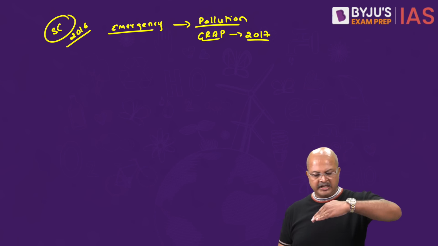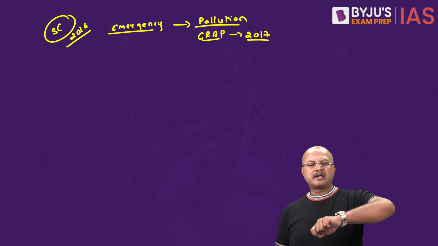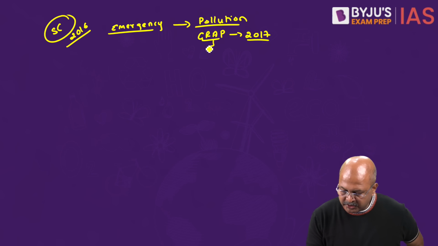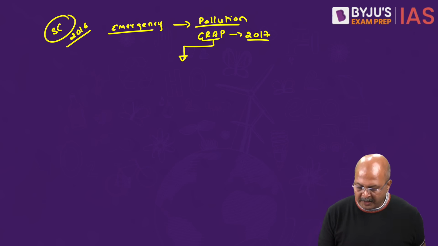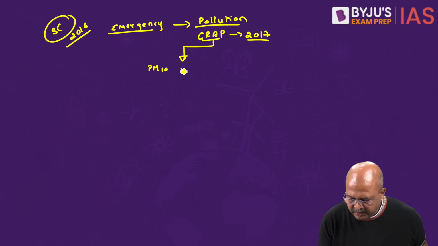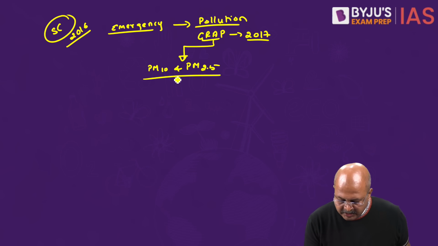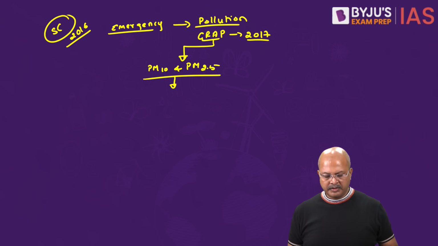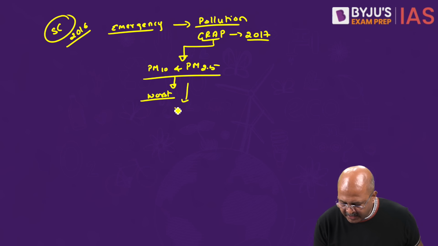I'm not talking in detail about that. I'm just saying this graded response action plan is in response to the Supreme Court's suggestion. Initially, when it was introduced in 2017, it took only the criteria of particulate matter 10 and particulate matter 2.5. Only these two parameters were there. And it was implemented only when conditions became worst, at 4 stages.